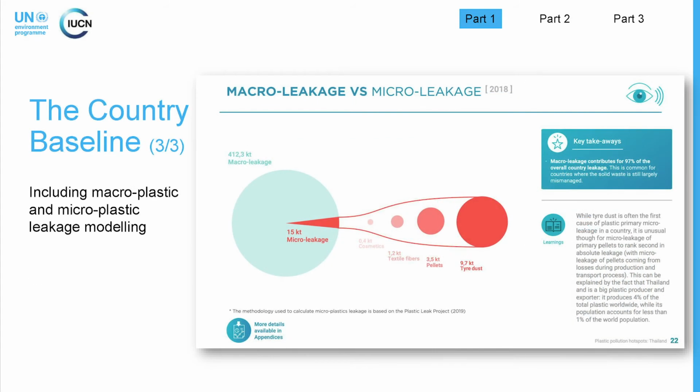Another focus of the baseline is the assessment of the contribution of primary microplastics. In most countries, there is only a minor contribution to the total leakage, but it could be different in other countries with better waste management infrastructure. In this example from Thailand, you can see, for example, that the contribution of pellets ranks quite high, and this is different in other countries because Thailand is a large plastic producer with a lot of pellets handling and processing.